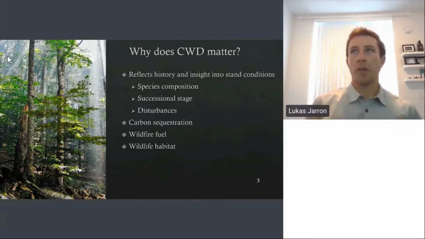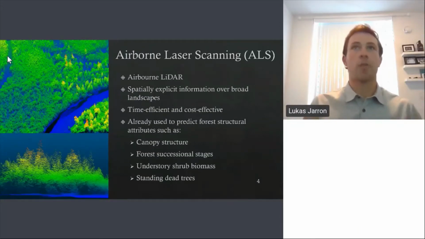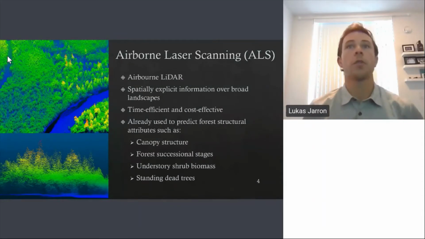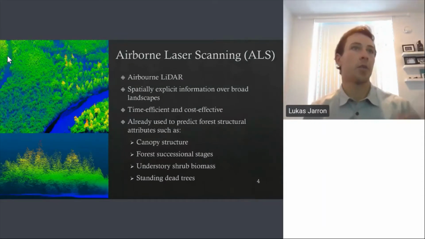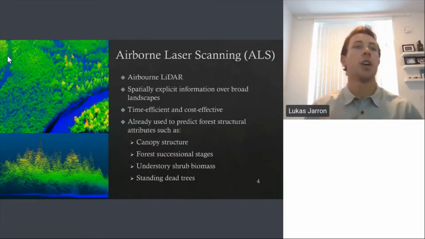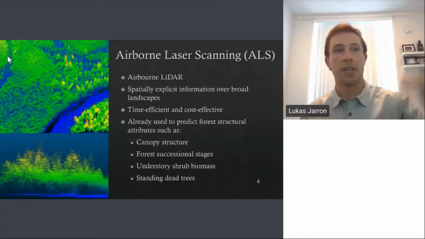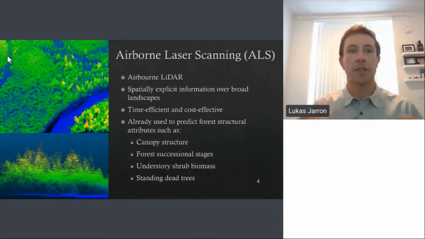So a little bit about airborne laser scanning. It's just airborne LiDAR basically on a plane, which gives us spatially explicit information over broad landscapes. An example is shown over here on the left. You can see the point cloud is quite detailed. You can see a lot of trees. And if you look at the profile view on the bottom, you can see there are still a lot of points that reach the forest floor.